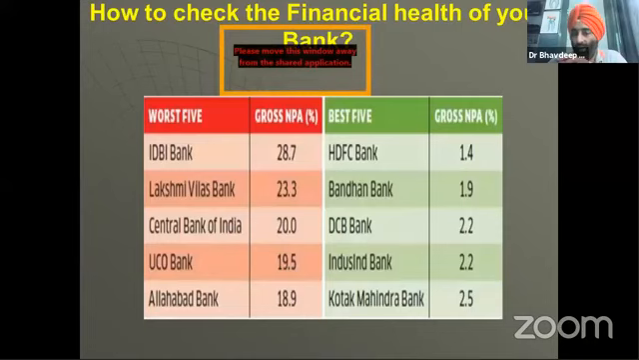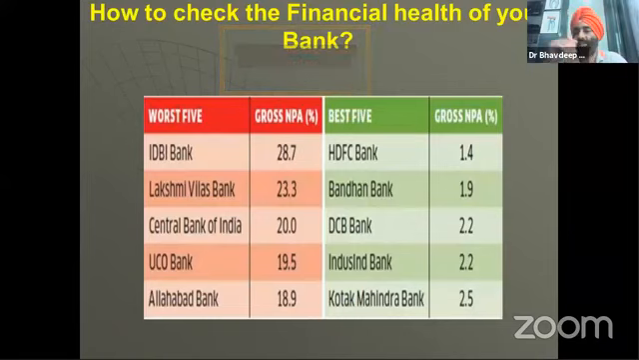So, and the worst: IDBI, Lakshmi Bilas, Central Bank of India, UCO Bank, and Allahabad Bank. So these banks are the ones. No wonder IDBI, courtesy Vijay Mallya, is in the top list of gross NPAs. So plus the LBB also. LBB had, say, the biggest lender in the form of DHL as well. So these are the various banks which can be categorized into the category of offenders.